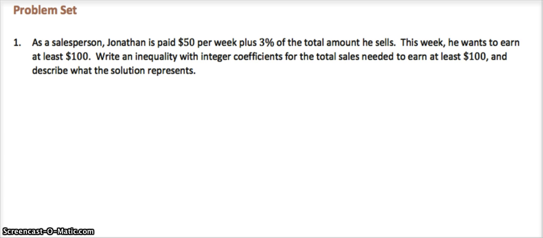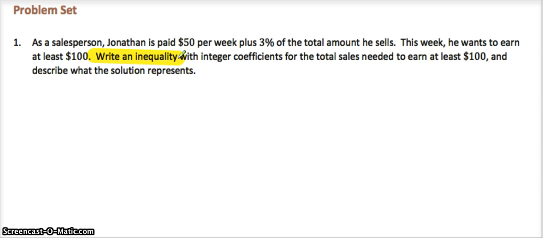So we're going to start here with number 1. As a salesperson, Jonathan paid $50 per week plus 3% of the total amount he sells. This week he wants to earn at least $100. Write an inequality with the integer coefficients for the total sales needed to earn at least $100 and describe what the solution represents. Let's start with you writing the inequality and then come back and checking it.